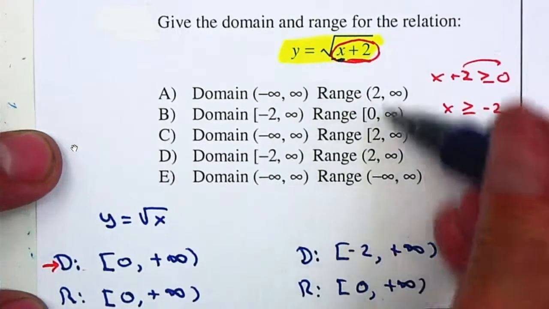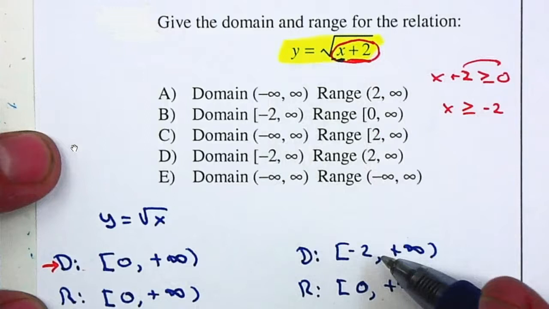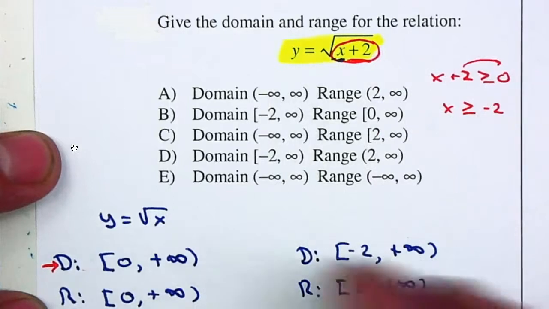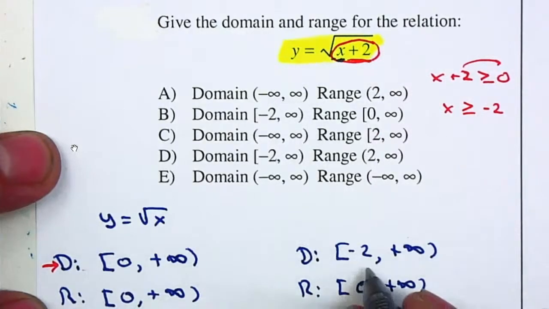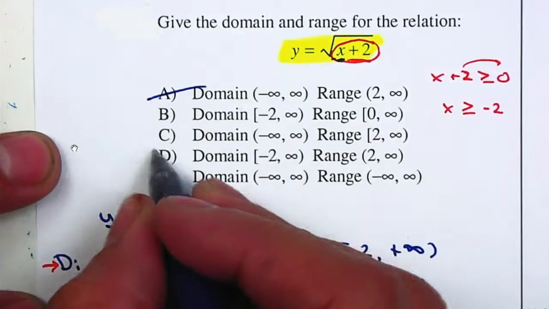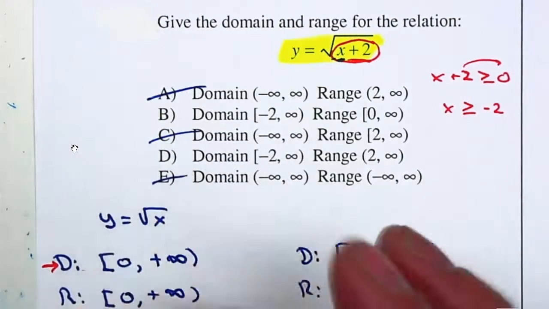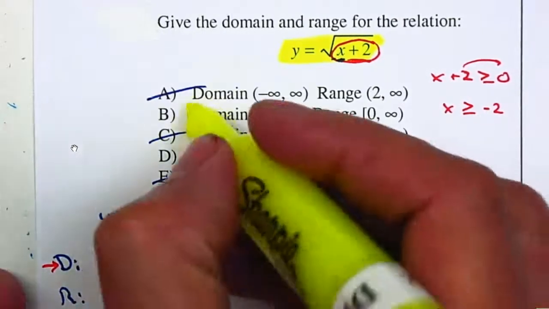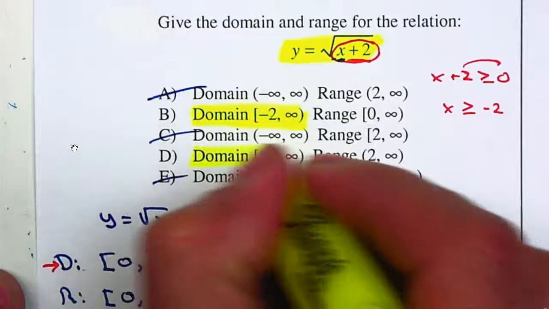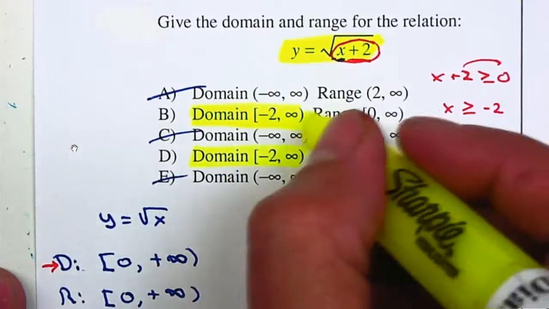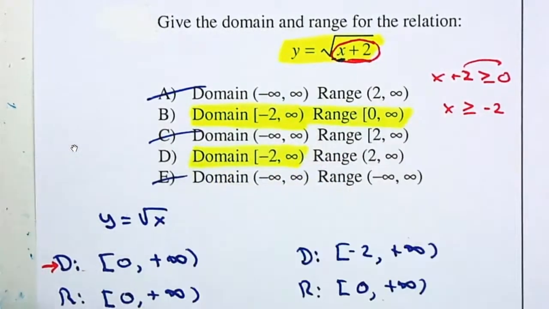Since the 2 is inside, it's only going to have an effect on your domain. So therefore, my answer is not A, not C, and not D. And my range stayed the same, so therefore your answer is letter B.